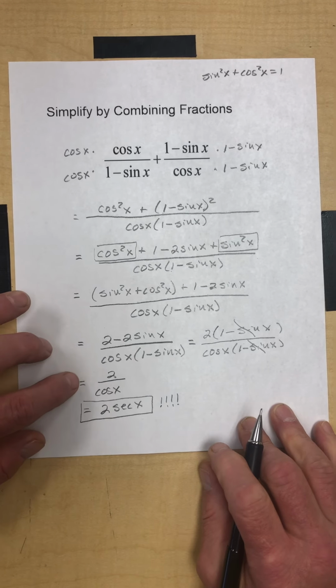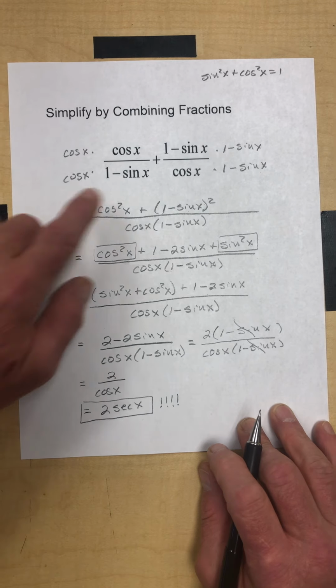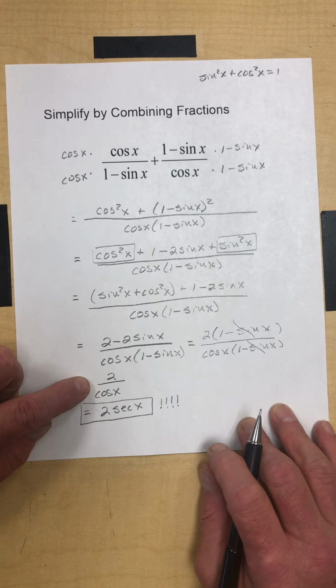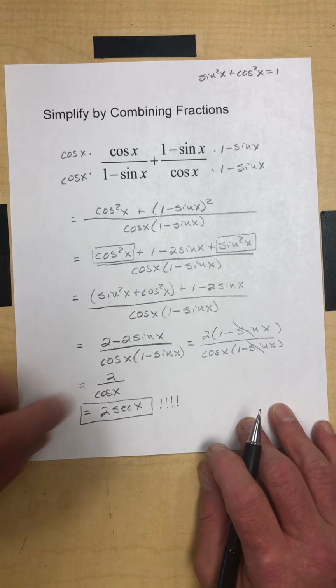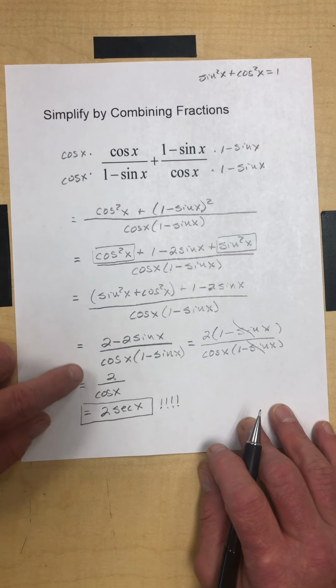Okay, technically, you know, numerically, you're correct right here. There's nothing wrong with that, and we certainly have simplified this down to here. Okay, and that's a good thing. Okay, but we could keep going and get rid of the fraction bar. Okay, and rewrite it as 2 secant of x, which is better than this.